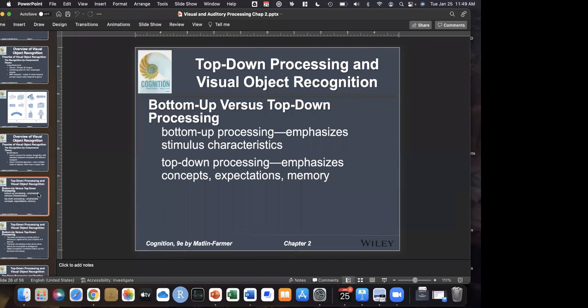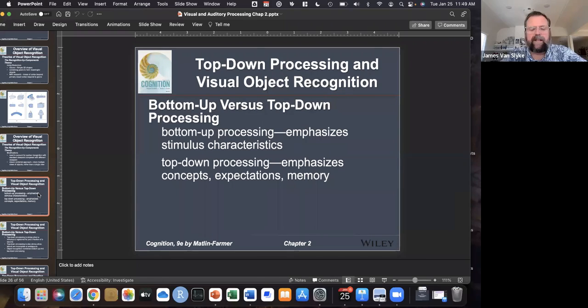So top-down processing is using your own experience to fill in, as Giselle was saying, any kind of missing information, but it doesn't just fill it in, it also helps you to quickly identify what something is. Bottom-up and top-down processing are always working in tandem with each other.